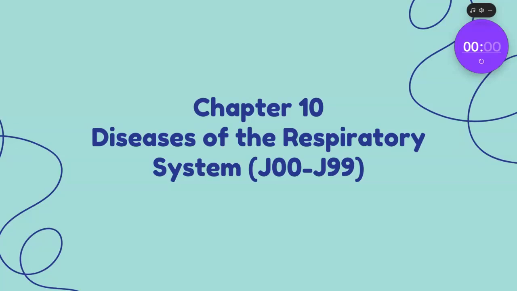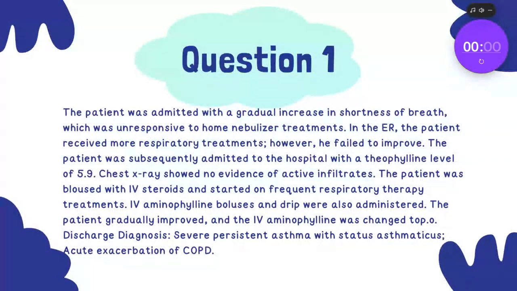All right, question number 1. Patient was admitted with a gradual increase in shortness of breath, which was unresponsive to home neb treatments. In the ER, patient received more respiratory treatments but failed to improve. The patient subsequently was admitted to the hospital with a theophylline level of 5.9. Chest x-ray showed no evidence of active infiltrates. Patient was bolused with IV steroids and started on frequent respiratory therapy treatments.